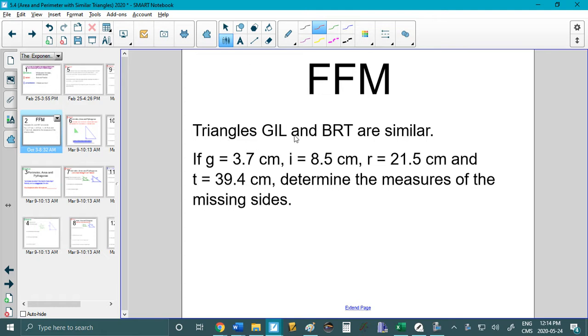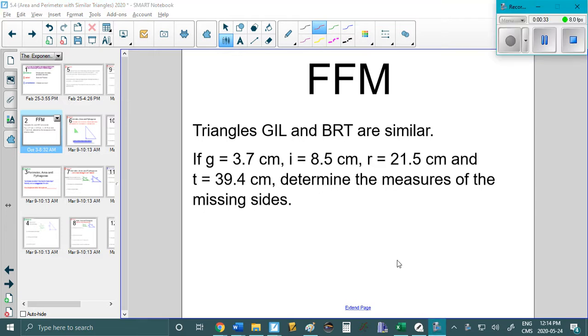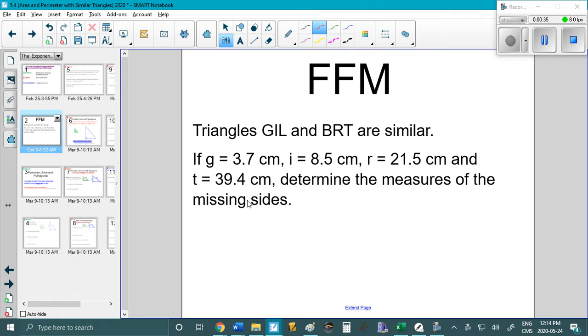All right, triangles Gil and Bert are similar. If G is this, I is this, R is this, and T is this, determine the measures of the missing sides. So this is your first 5-minute question. Feel free to try it right now. Pause it and try it, and if not, I'll get you started.